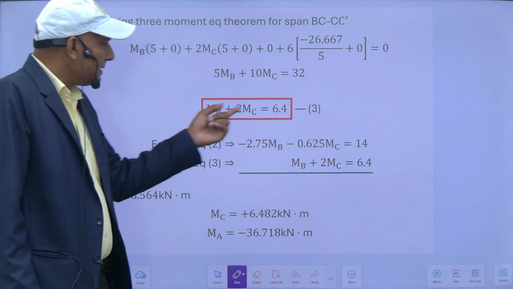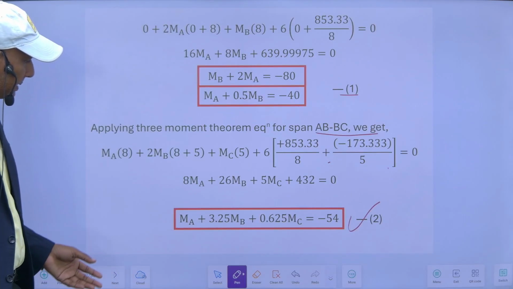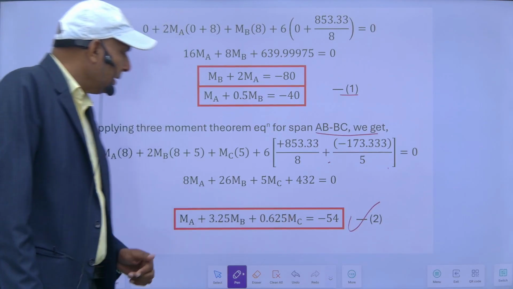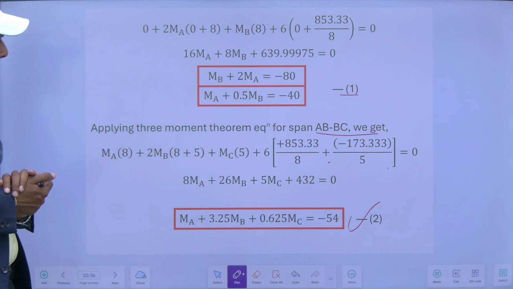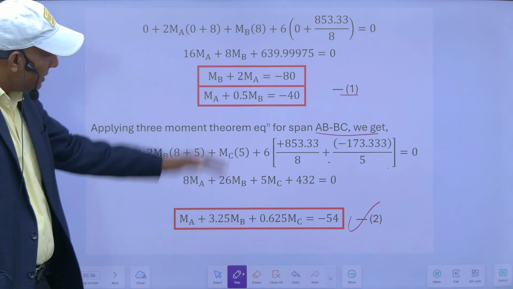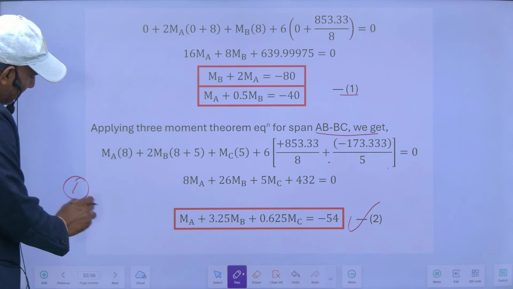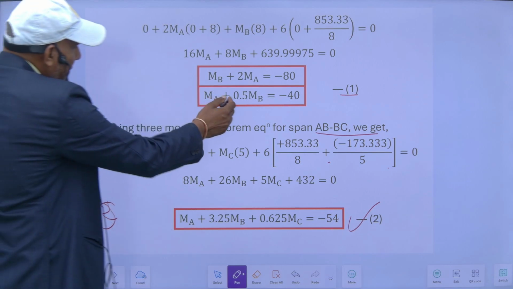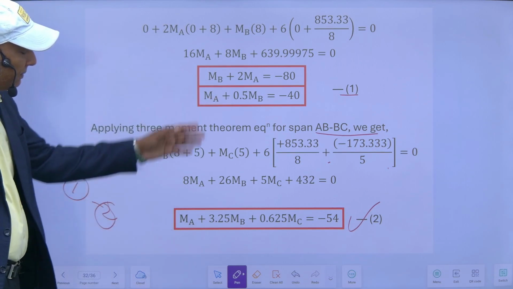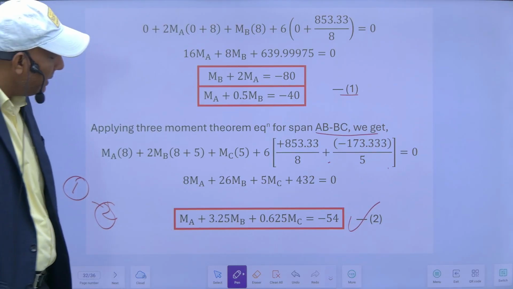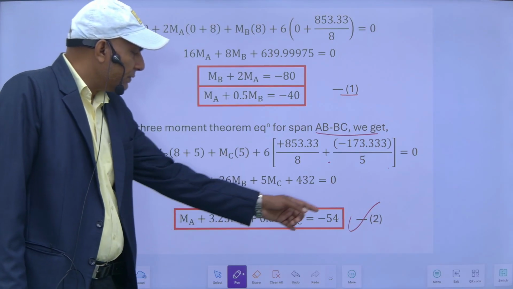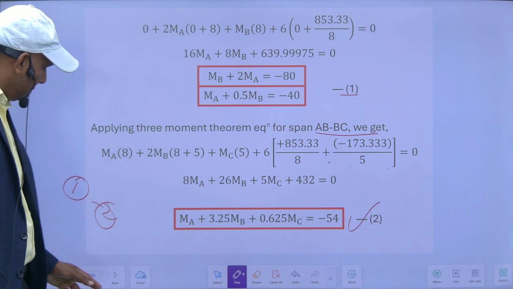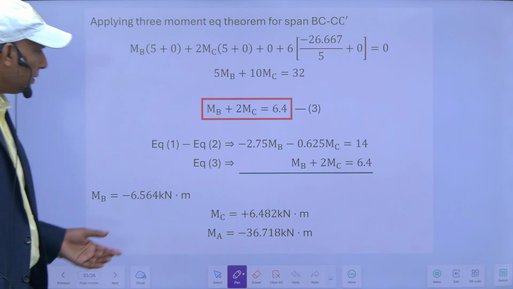This is MB plus MC. In this case this is MA, MB and MC, and in the first equation it is MA and MB. So if I subtract equation 1 minus equation 2, MA will be eliminated. So I will get an equation in the form of MB and MC. So equation 1 minus 2 will be this one.